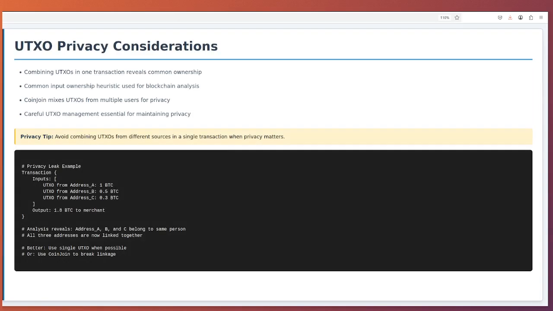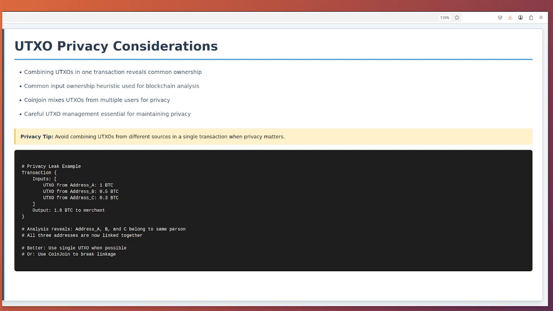UTXO privacy considerations. Privacy in Bitcoin is a complex topic, and the UTXO model has both advantages and disadvantages for privacy. On one hand, Bitcoin's transparency means every transaction is visible on the blockchain. When you combine multiple UTXOs as inputs in a transaction, you are revealing that all those UTXOs likely belong to the same person. This is called the common input ownership heuristic, one of the primary methods for blockchain analysis.